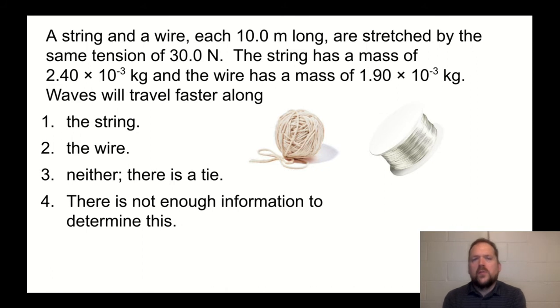And so the string has the greater mass density here, and the wire has the smaller mass density, given that the wire has less mass. Speed of a wave is inversely related to the mass density. It's equal to the square root of the tension divided by the mass density. So the material that has the smaller mass density, i.e. the wire, is going to have the greater speed in this case.